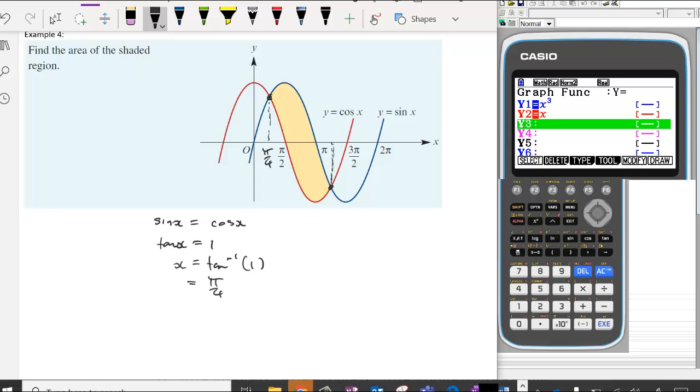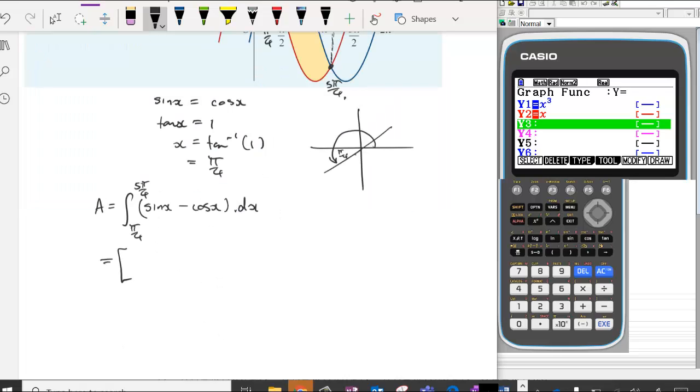This one will have to be in quadrant 3 will be pi on 4 into that section, which will make it 5 pi on 4. So this will be 5 pi on 4. So that means that our area will be the integral between 5 pi on 4 and pi on 4 of the difference function. Because for our region sine x is above cos x, we'll say our difference function is sine x take cos x. So the integral of sine x is negative cos x, and the integral of cos x is sine x, and we're working between 5 pi on 4 and pi on 4.